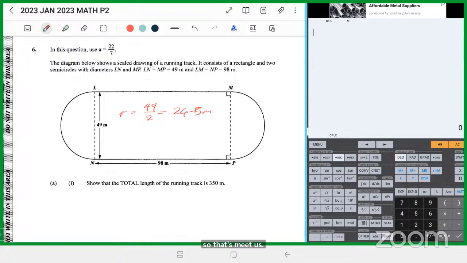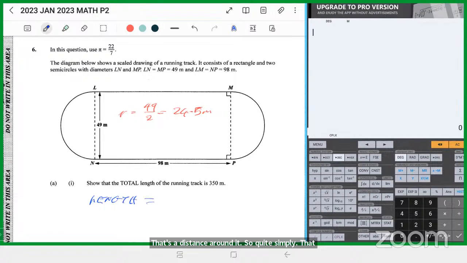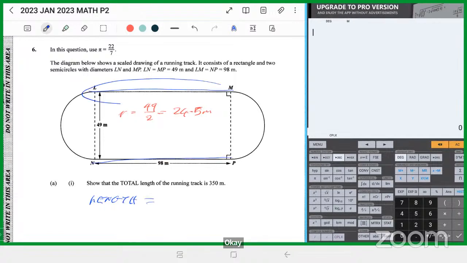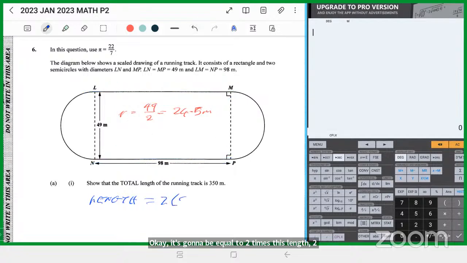And then this length is 98. So this length is also 98. That's what it is saying here. The question says we have to show that the total length of the running track is 350 meters. That's the distance around it. So quite simply, that total length is going to be equal to 2 times this length, 2 times the long side, which is 2 times 98, plus this arc plus this arc. That's 2 half circles, which really makes a circle.